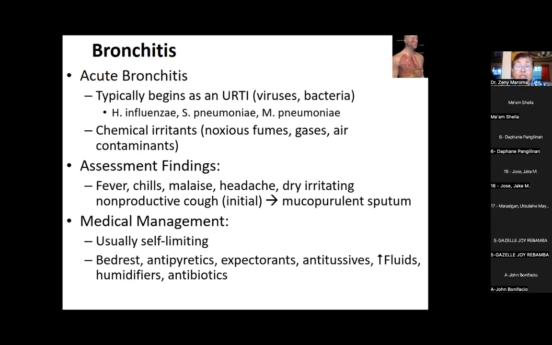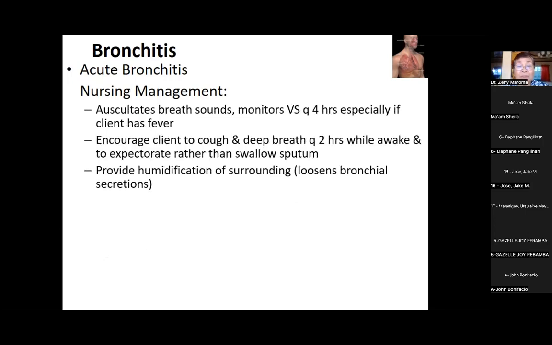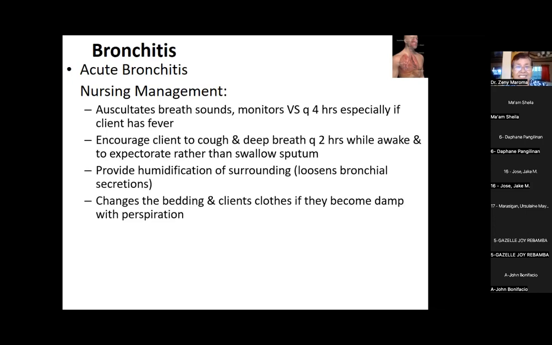Okay? So, of course, encourage increased fluid intake. According to the book, sa libro din kay Brunner and Suddarth, dating edition, the best mucolytic is water. The best bronchodilator is a deep breath. Ayun, so encourage patient, increase fluid intake, and deep breathing exercises.